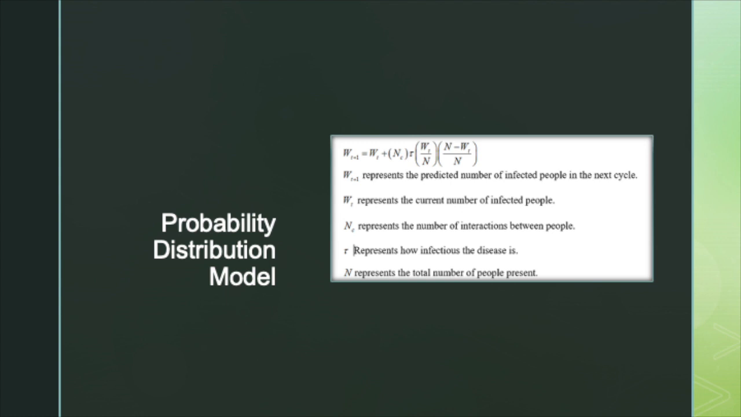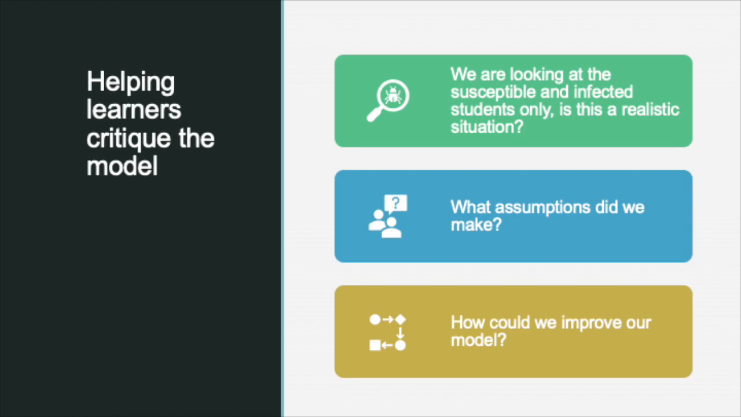As an extension activity, the probability distribution model can be used. It is important for the teacher to discuss with students the usefulness of the model. Using the data of interactions, the teacher can then guide students in the discussion of how useful the model is to predict real-world pandemic diffusion. Models are based on assumptions, and the teacher needs to help students understand the assumptions made in the model.